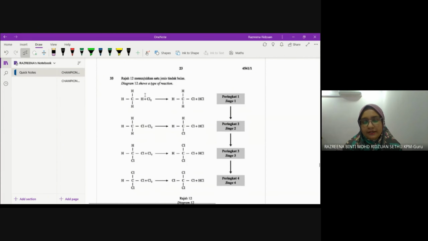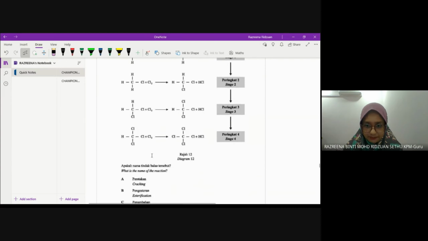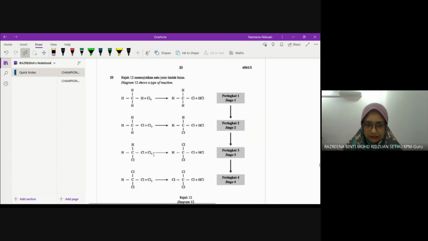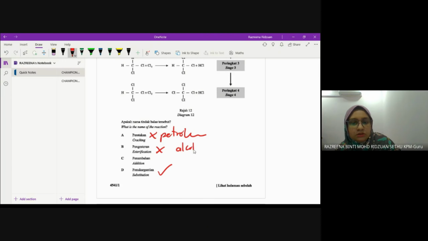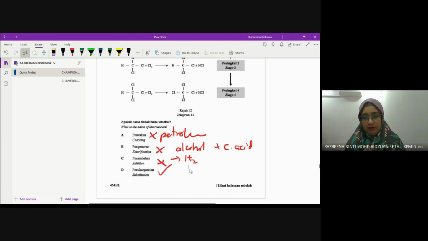Question 33. Diagram 12 shows a type of reaction. You can see here, this is actually a substitution reaction happened in alkane. What is the name of the reaction? It is called substitution. It's not cracking, this is for petroleum. Esterification is between alcohol and carboxylic acid. Okay, addition reaction is whether you add hydrogen gas, or oxidation when you add oxygen. Substitution, you see it is happened in alkane. Okay, answer is D.